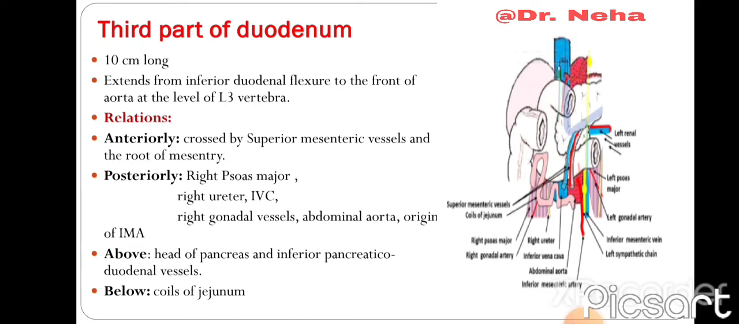Relations are, anteriorly it is crossed by superior mesenteric vessels and root of mesentery. These all are seen in the diagram. Posteriorly it is related to the right psoas major muscle, right ureter, inferior vena cava, right gonadal vessels, abdominal aorta, and origin of inferior mesenteric artery. Above it is related to the head of pancreas and inferior pancreatico-duodenal vessels. Below it is related to the coils of jejunum.